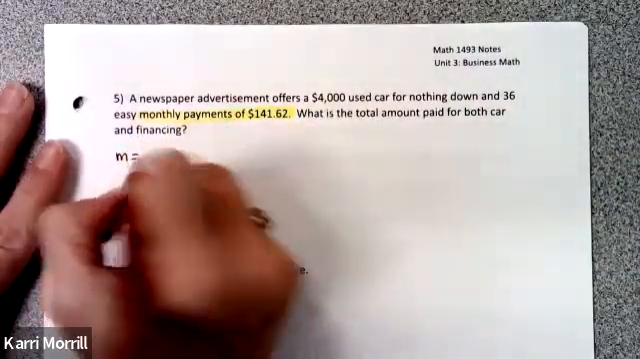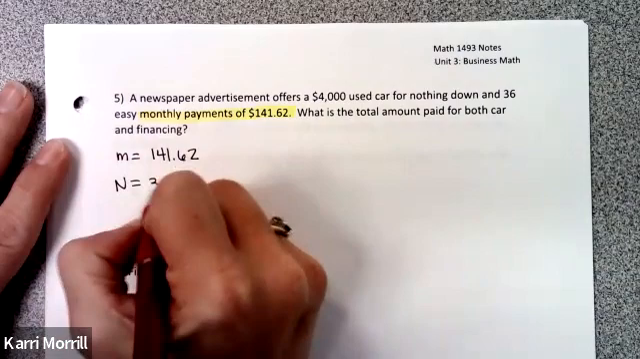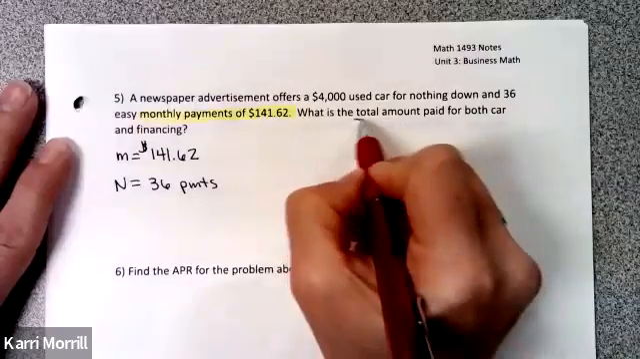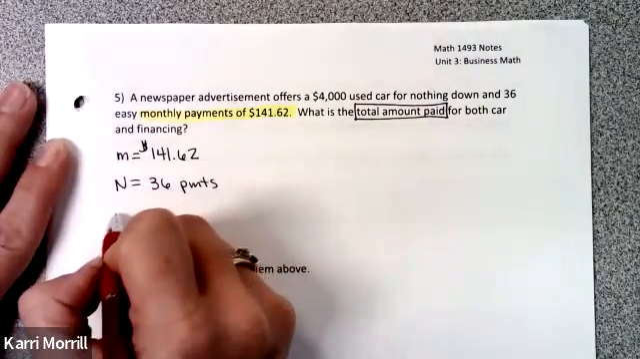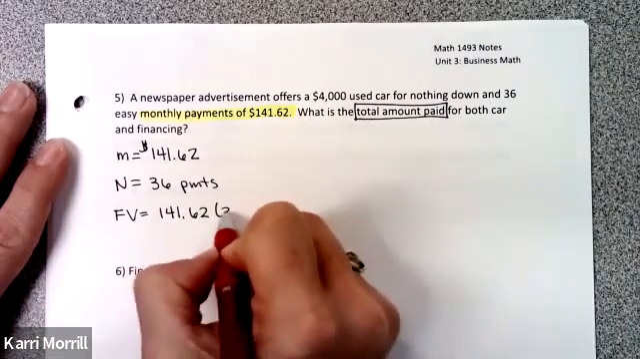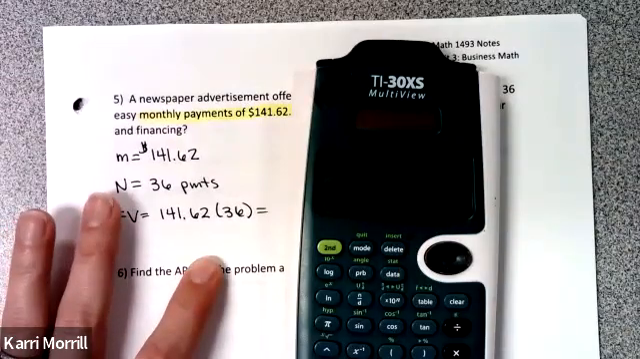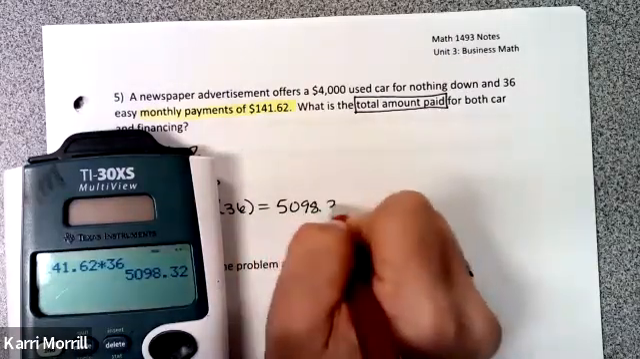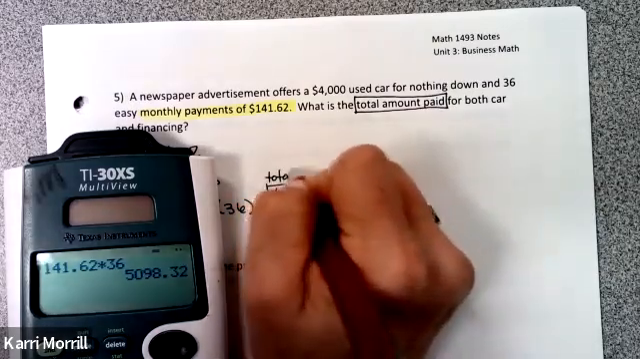I'm just going to write this down. Monthly payment was 141.62. They say we make 36 payments. I can find out the total amount paid by doing what? Just multiplying those things together. My future value, I would take 141.62 times 36 payments. So we would have paid $5,098.32. That's total paid. That's what future value means.